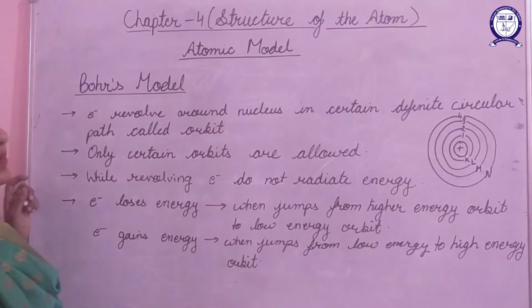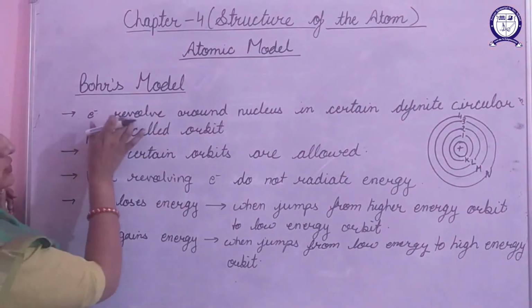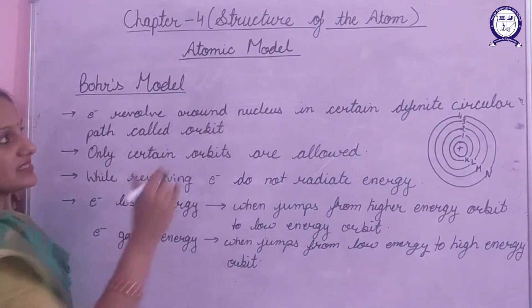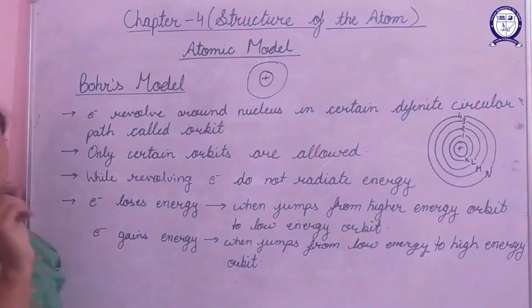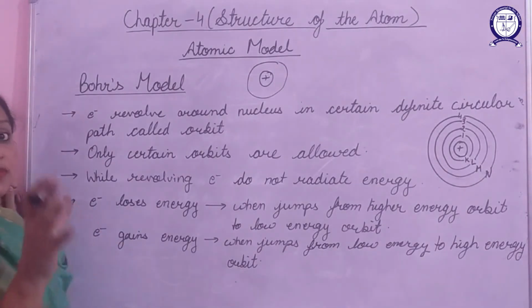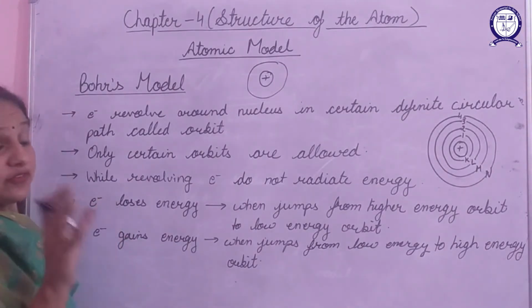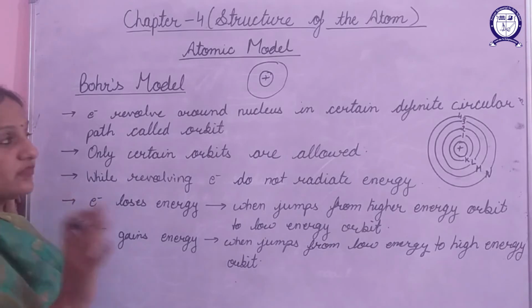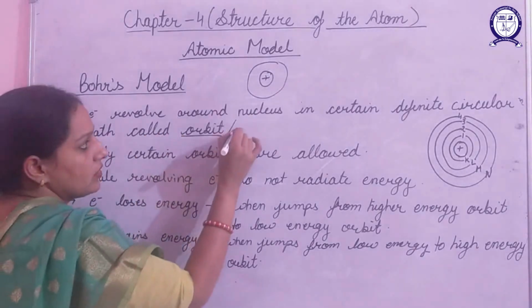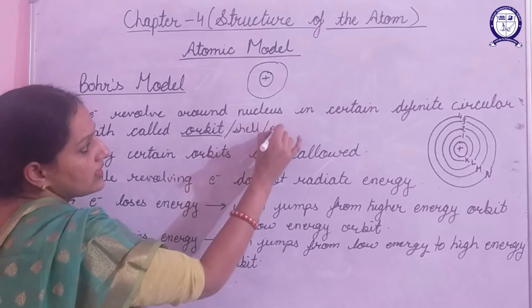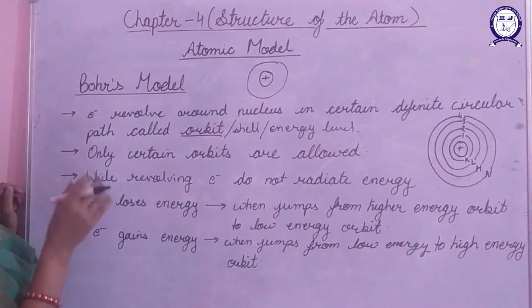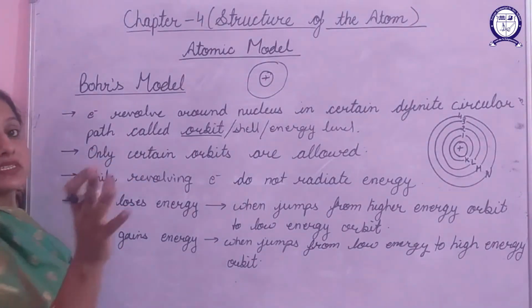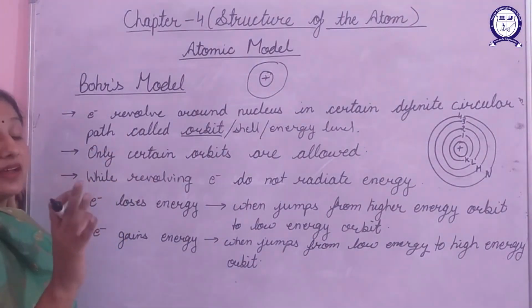Next is Niels Bohr's model. In this model, Bohr explained that the electron will revolve around a nucleus, that is the positive sphere of charge, in definite circular orbits. Means the orbit of the electron will be fixed, that is the path of the electron will be fixed, and he called it an orbit or shell or energy level. Then he explained that only some specific orbits are allowed inside an atom.